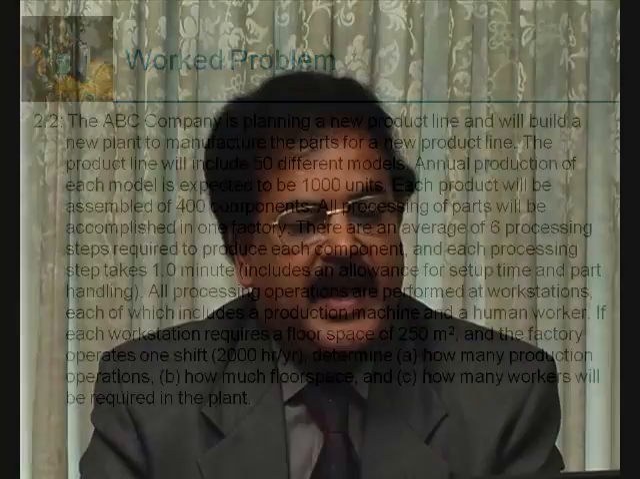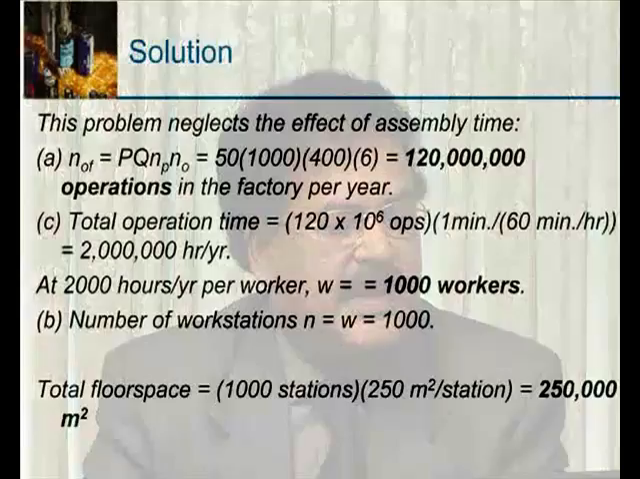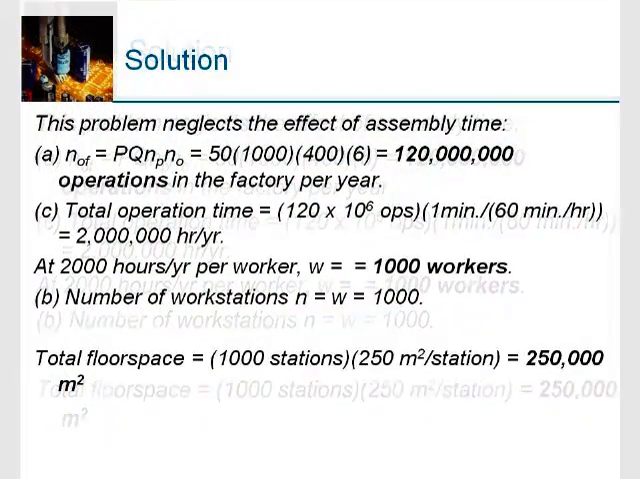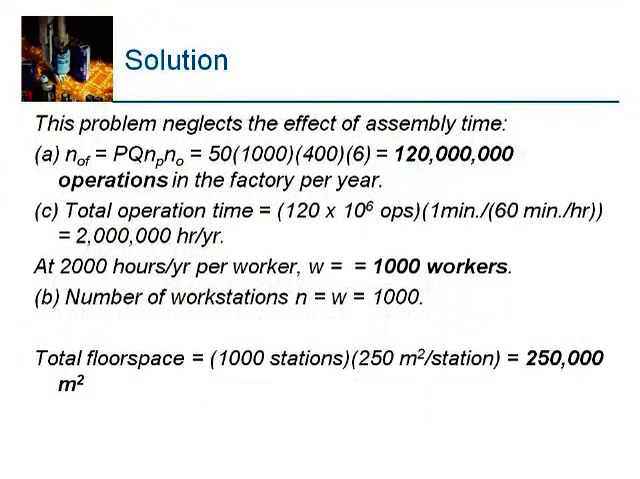So it's very direct equations. With our previous knowledge, we can easily calculate this. The problem neglects the effect of assembly time, and total number of operations are P, Q, N, P and O. P is 50 product variety and quantity is 1000, so 50 multiplied by 1000 multiplied by 400 multiplied by 6 equals 120 million operations in the factory per year.